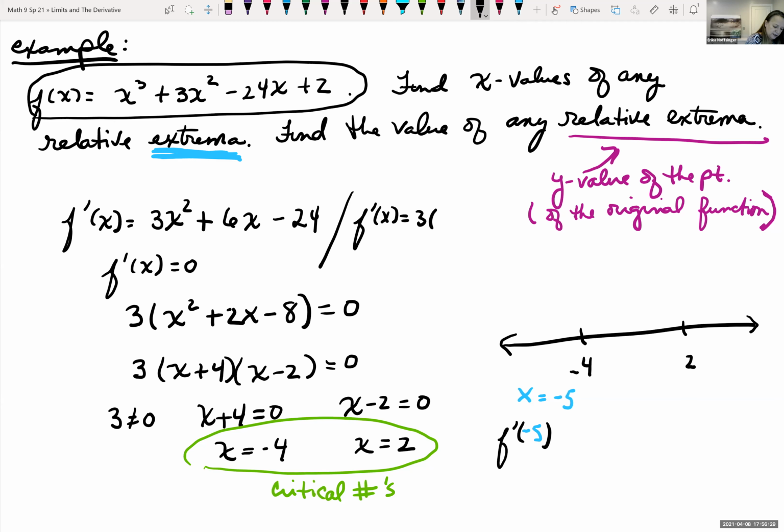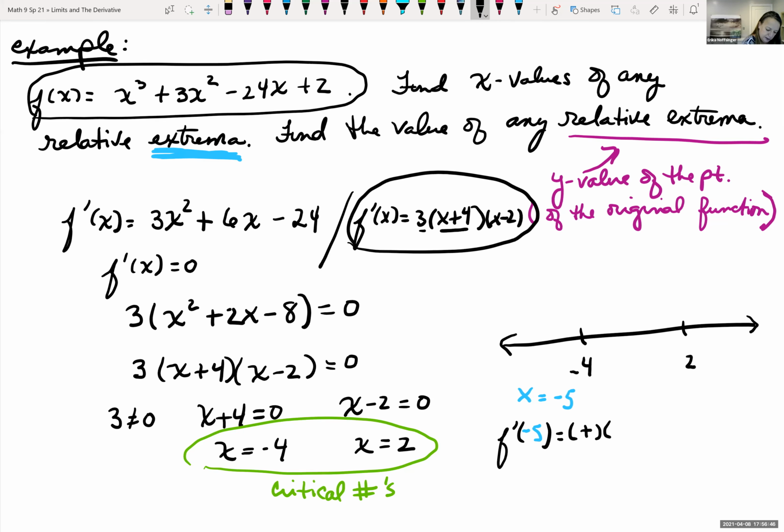So if we take 3 all times x plus 4, x minus 2. If I plug in -5, 3 stays positive. -5 plus 4 is a negative number, and -5 minus 2 is also a negative number. So if I'm multiplying a positive times a negative, I can see that number is greater than 0. And so on the left of -4, the derivative is bigger than 0, so the function is increasing. It's going upwards.